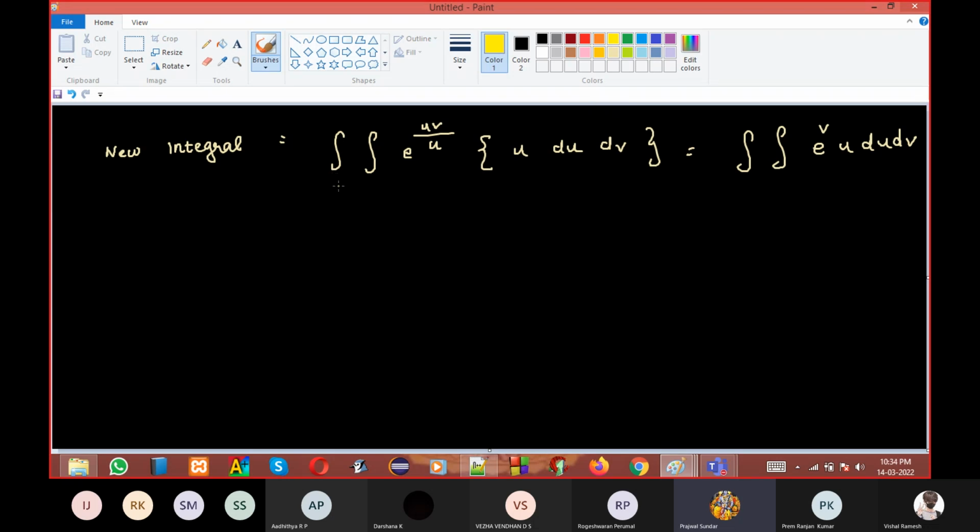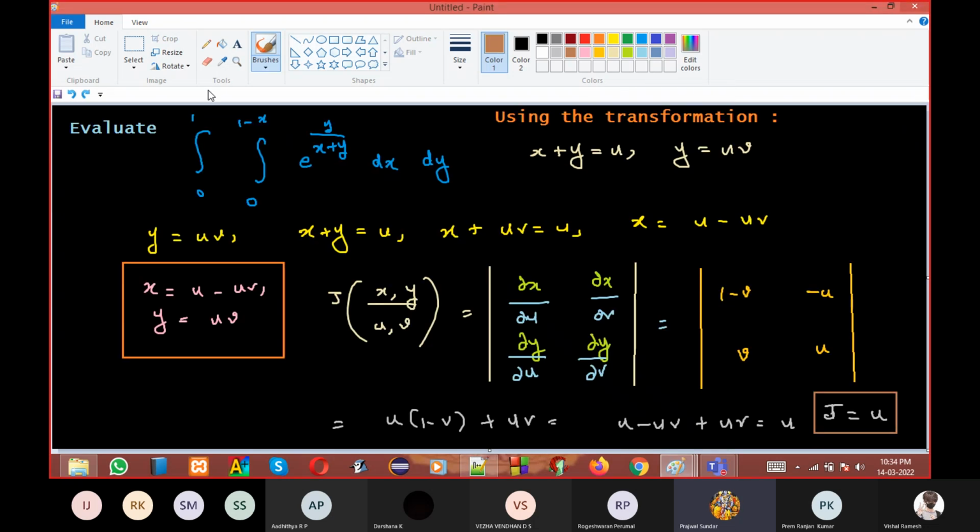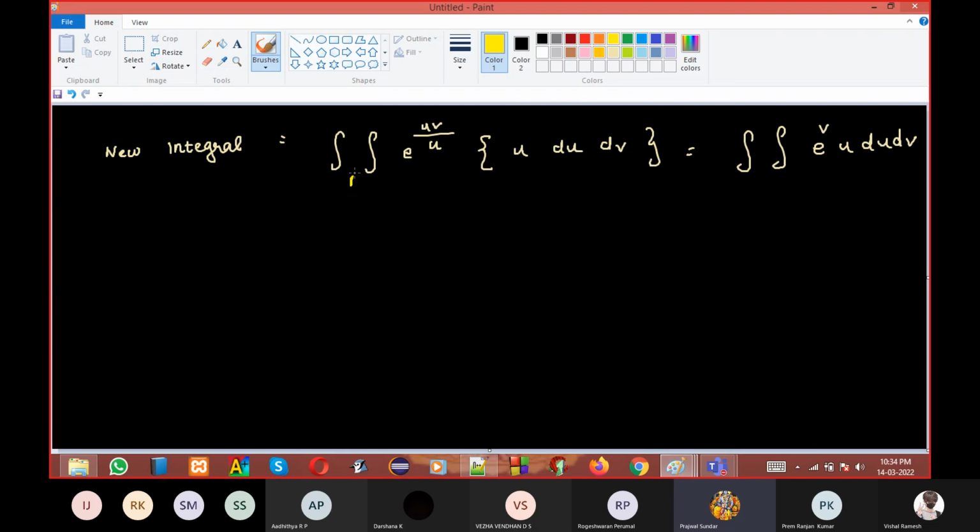Now limits you have to change. Focus carefully. Limits also you have to change, but you cannot change limits directly. You can't just write 1 minus x, you can't write 1 minus u like that. You have changed the variables. Now you need to change the limits. How to change limits?